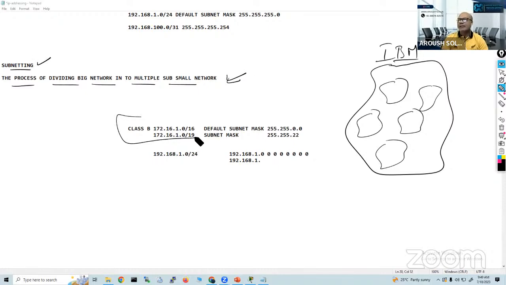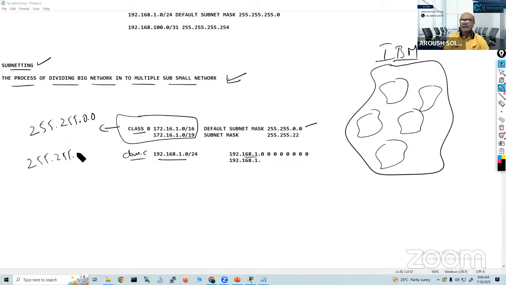The IP address might be any IP address. Right now, this is class B, right? And this is your class C. The IP address might be anything, doesn't matter. The default gateway for this one is this, and the class C IP address is this. So what is the subnet mask for this? Correct? Yes. And the subnet mask for this is 255.255.0.